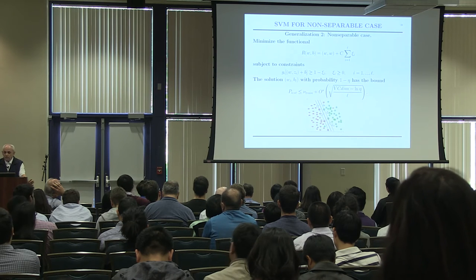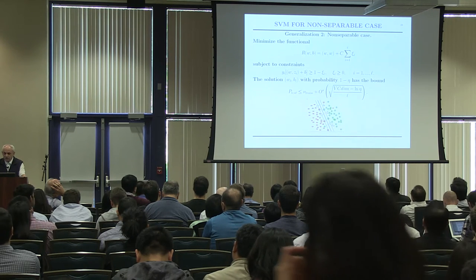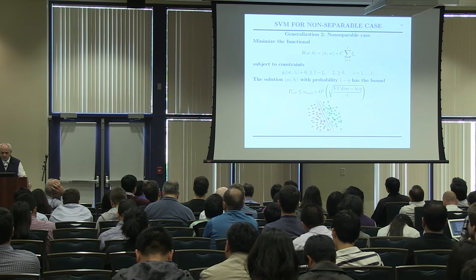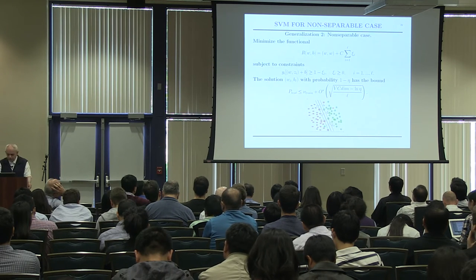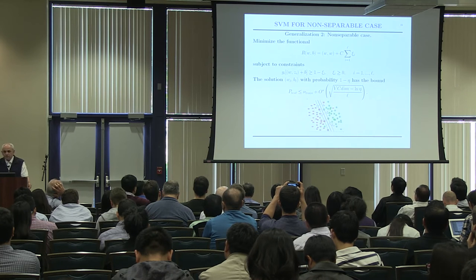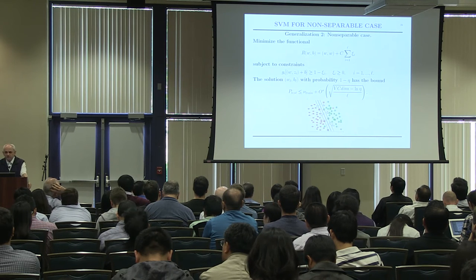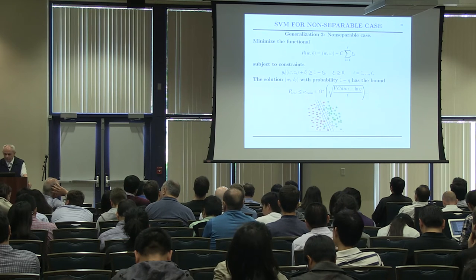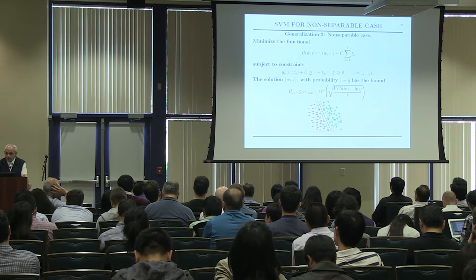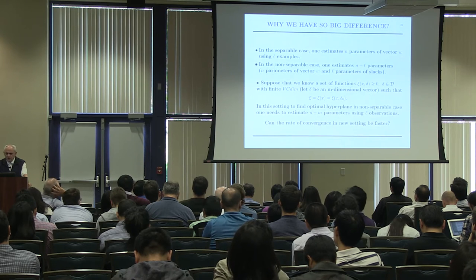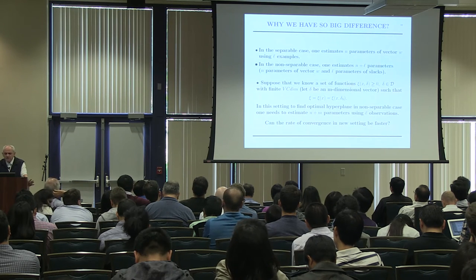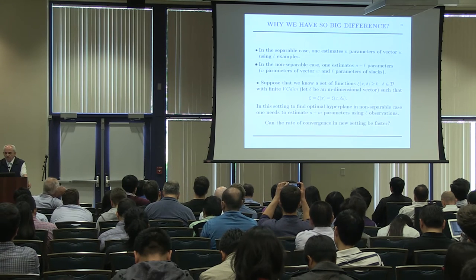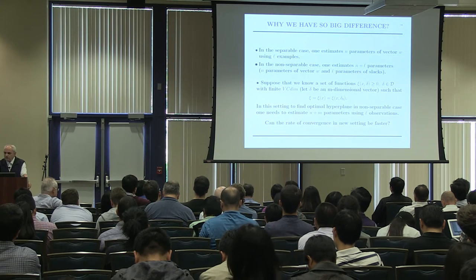So now I have the non-separable case. In the non-separable case, I must introduce slacks. I have the probability of test error, which will be the frequency of training error plus a confidence interval. Now it is the square root of what I had before. It is much worse than it was before. And the question is, why in this case do we have such a big difference? The confidence interval has no square root, or has a square root.